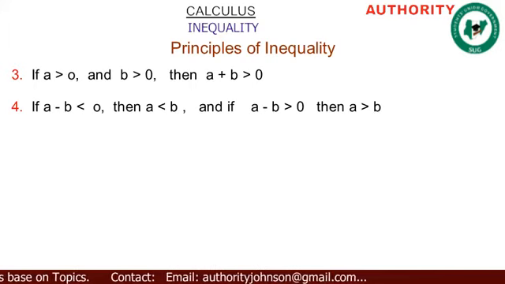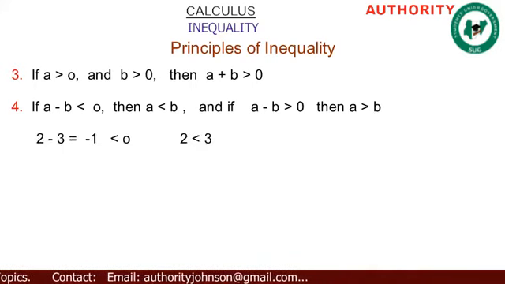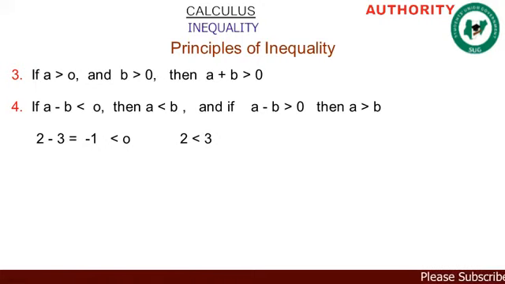Now let me use two numbers for instance. When you say 2 minus 3, what will it give you? It will give you minus 1. So is minus 1 greater than 0 or less than 0? You discover that minus 1 is less than 0. That means that 2 is less than 3.